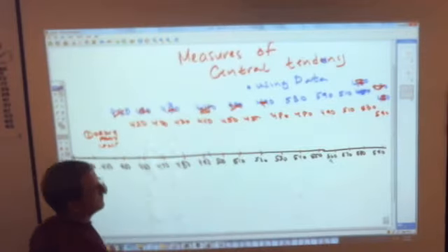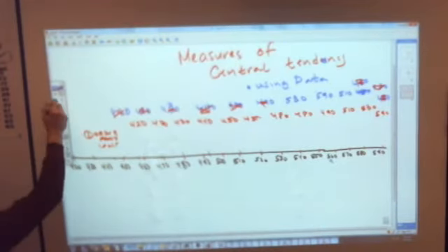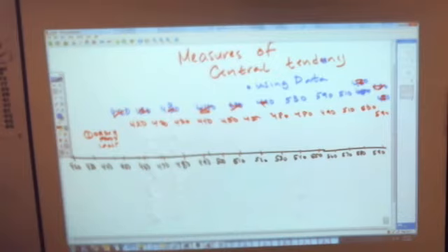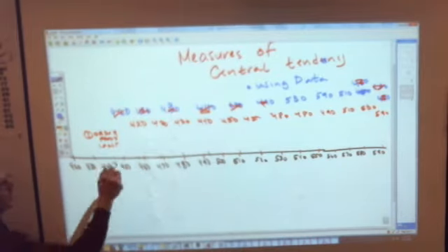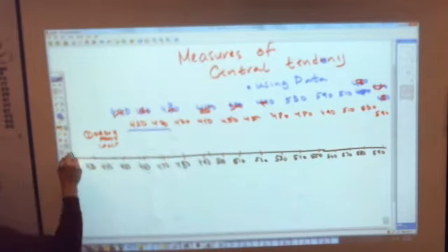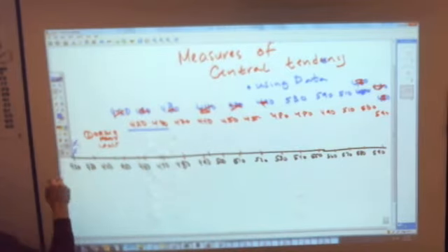Okay, here we go. So when you do a line plot, basically the gist is this: you just put an X above every number that's there. So fortunately we did this already, so we can go from smallest to biggest.